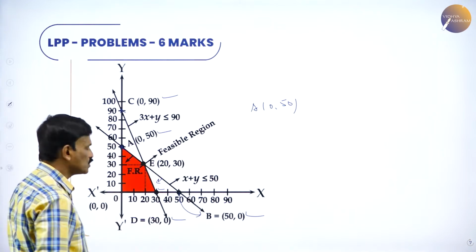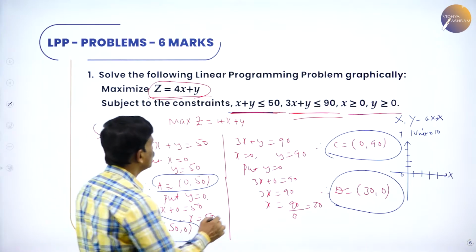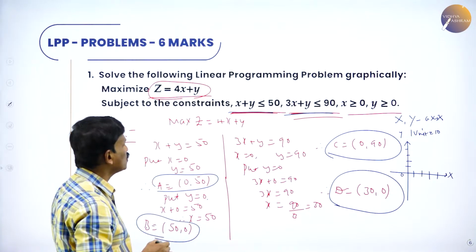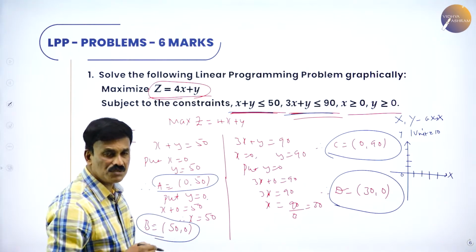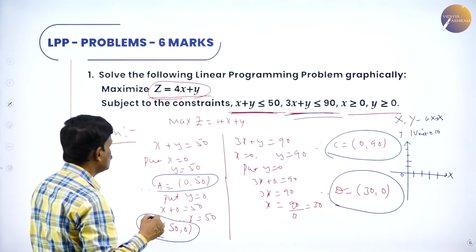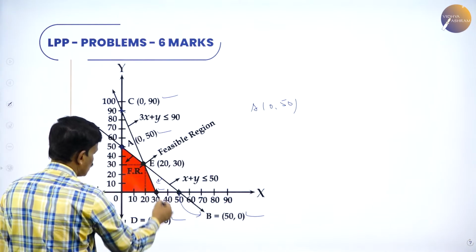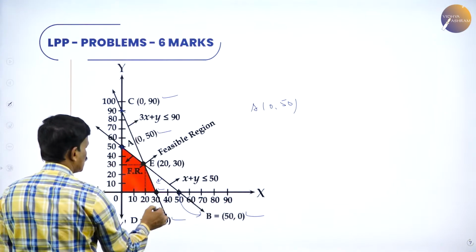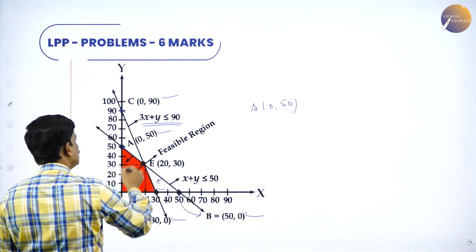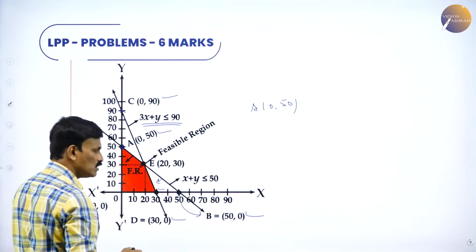What is the condition here? The second equation is 3x plus y is less than or equal to 90. Less than or equal to usually means it will move towards the origin. Just draw a straight line which passes through the points C and D. Since 3x plus y is less than or equal to 90, the feasible region is towards the origin.